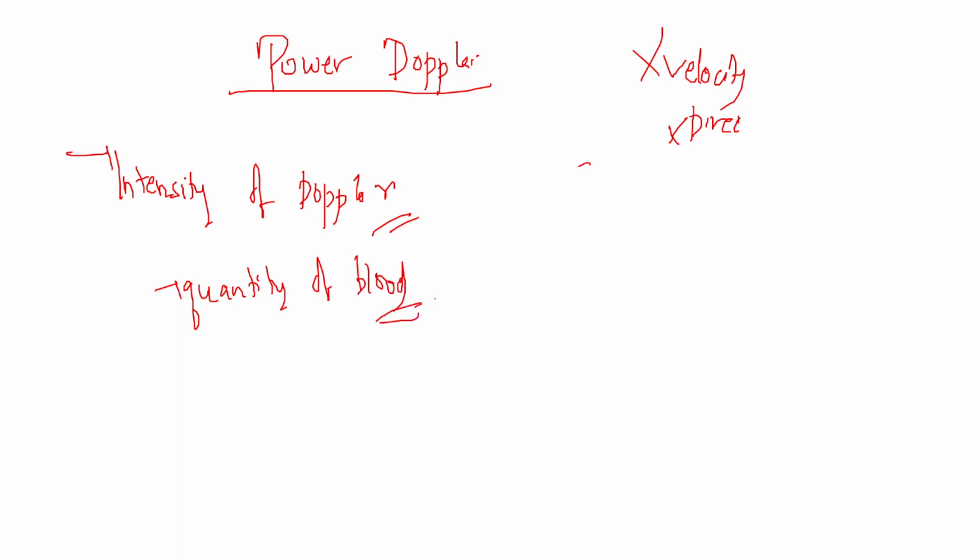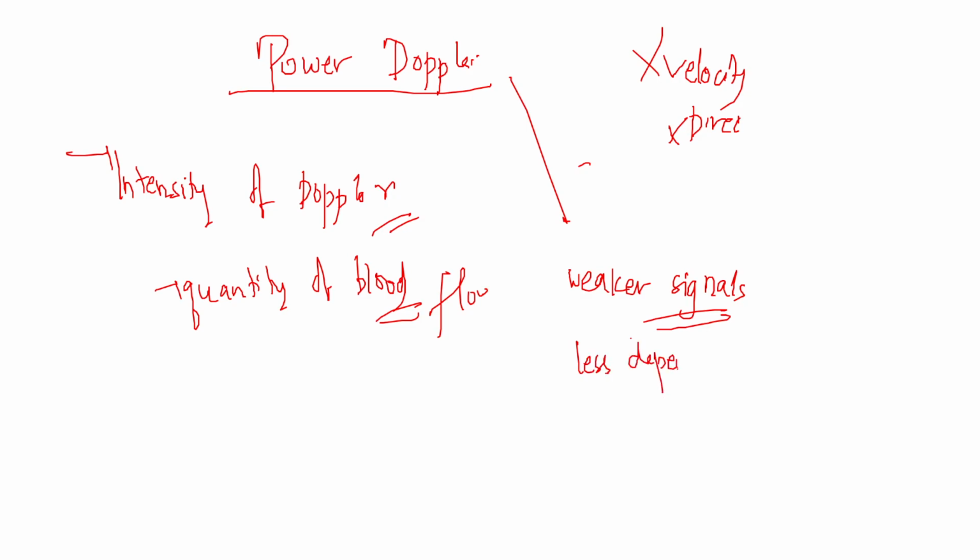The main advantage of power Doppler is that it is sensitive to weaker signals when compared to color Doppler. When color Doppler cannot pick up the waves, then power Doppler can pick up the waves. And power Doppler is also less dependent on insonation angles, whereas normally Doppler is more dependent on insonation angles.